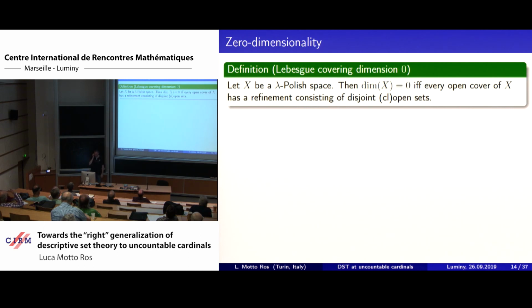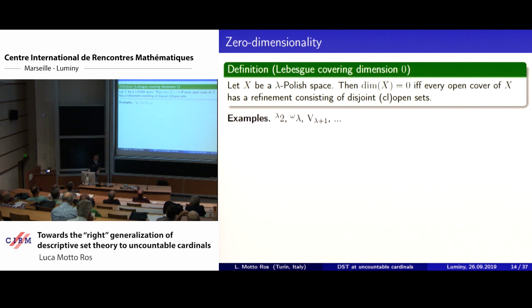Okay, what about zero dimensionality? This was a little bit tricky because we start with zero dimensional in the usual sense, so having a base consisting of clopen sets, and this apparently doesn't work. We have to move to another definition of zero dimensionality, and exactly we have to go with the Lebesgue covering dimension. So in particular, dimension 0 means that every open cover of X has a refinement consisting of disjoint clopen sets.